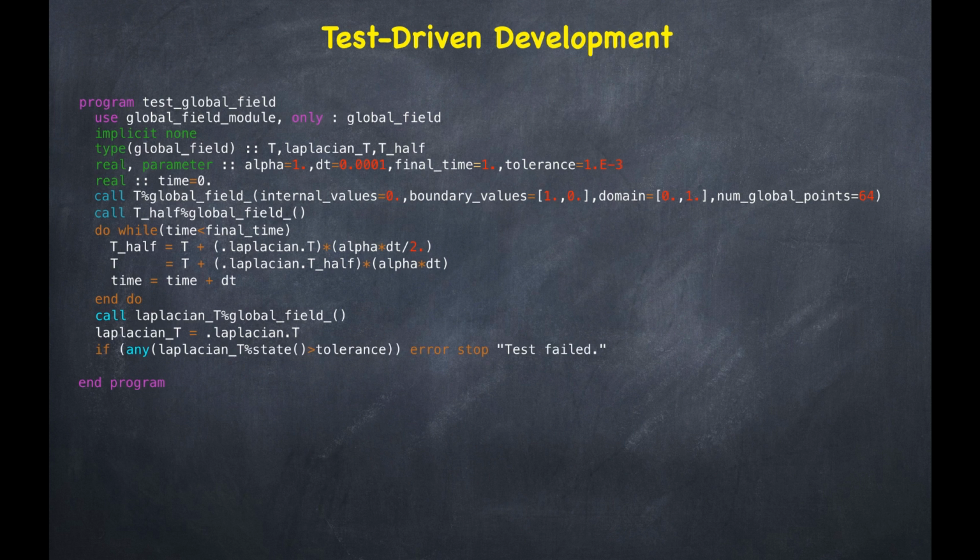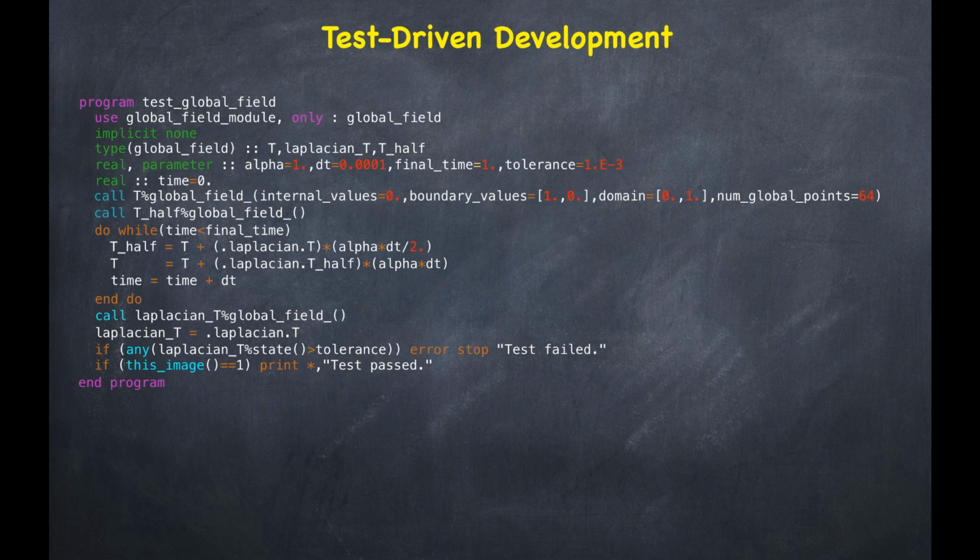We know from the problem statement in the previous video that the Laplacian should vanish at steady state. If the test fails, we halt all images and signal the test failure. If the test passes, then we'll have image 1 signal success.